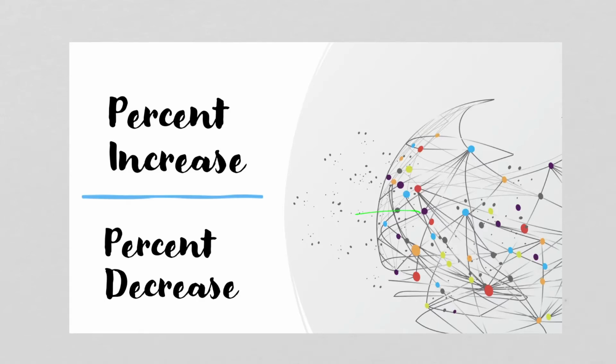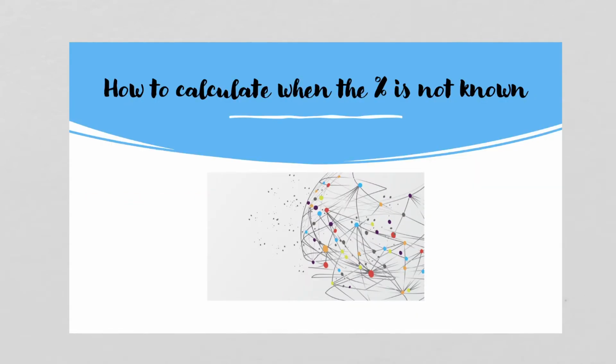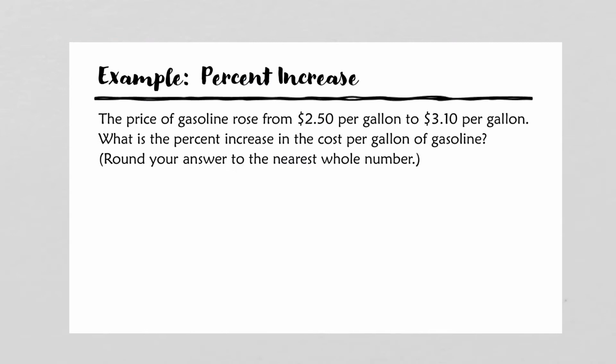In this video, we're going to be talking a little more about percent increase and percent decrease. Specifically, we're going to look at how to calculate a percent increase or percent decrease when the percent is not known. Let's consider the following example. The price of gasoline rose from $2.50 per gallon to $3.10 per gallon. What is the percent increase in the cost per gallon of gasoline?